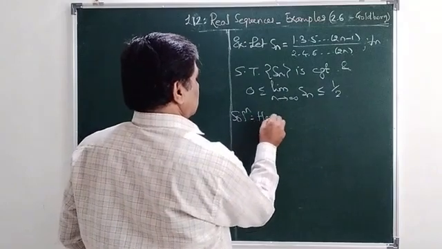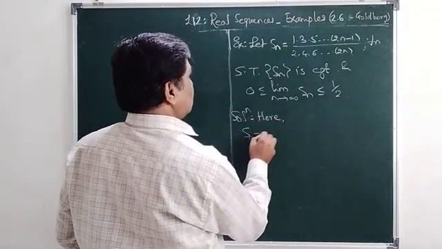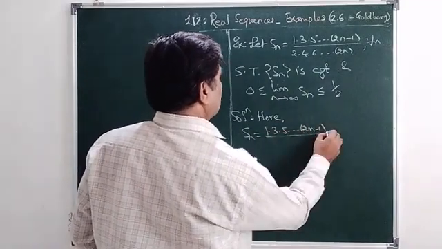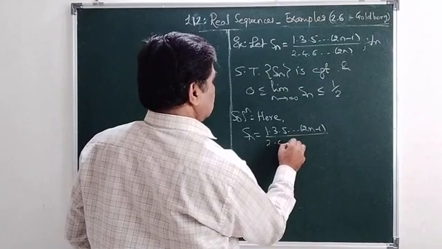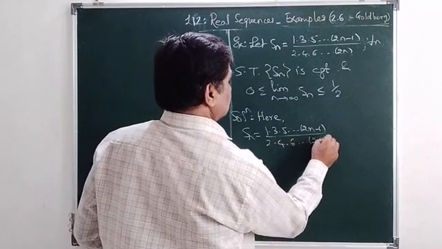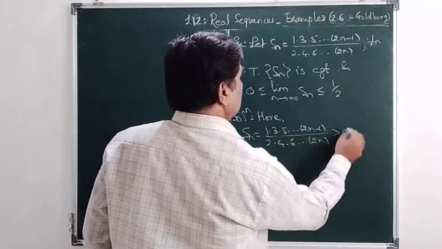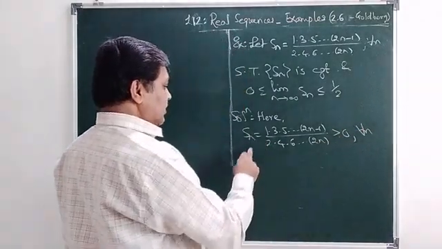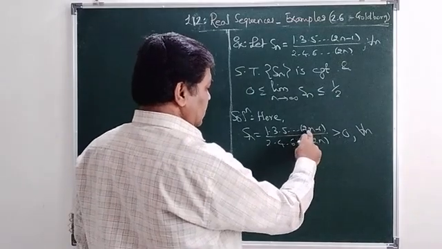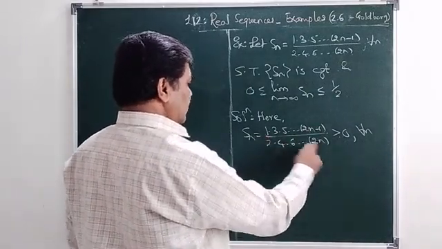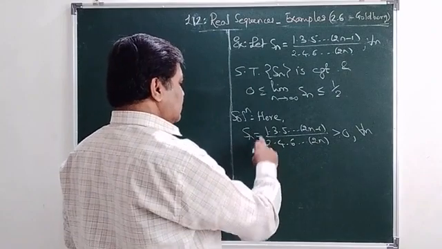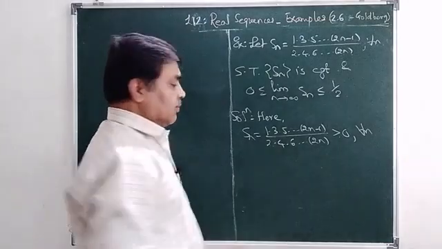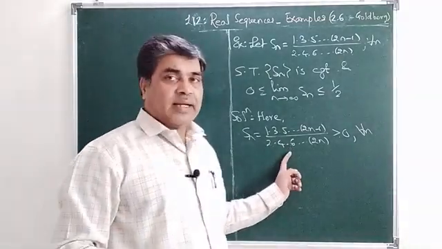Here, what is our Sn? Sn is 1, 3, 5 and so on up to 2n minus 1 upon 2, 4, 6 up to 2n. This is greater than 0 for every n. What is your S1? S1 is just half. For n equal to 1, 2n minus 1 gives us 1 and 2n gives us 2, means S1 is half. What is S2? It is 1 half into 3 by 4. Means the half you are multiplying by 3 by 4.